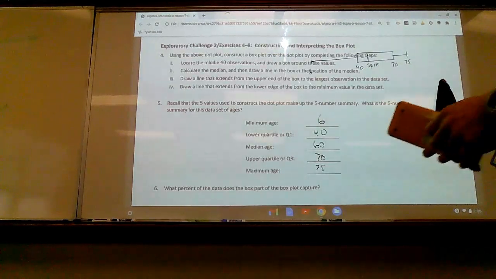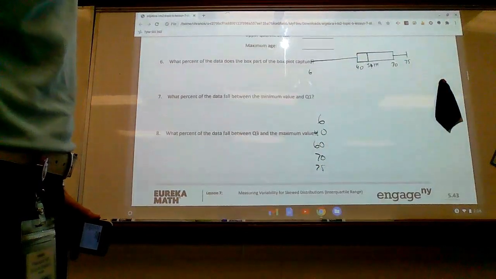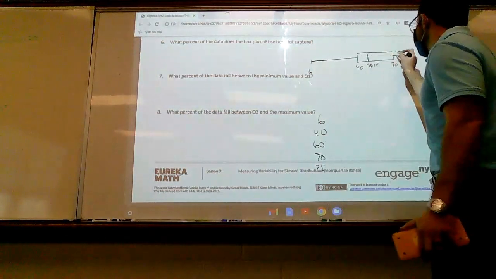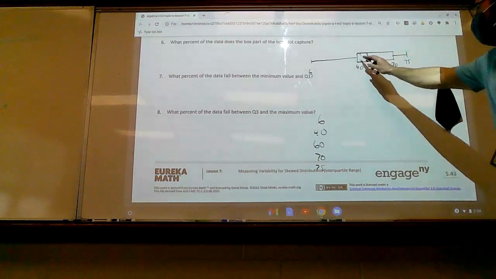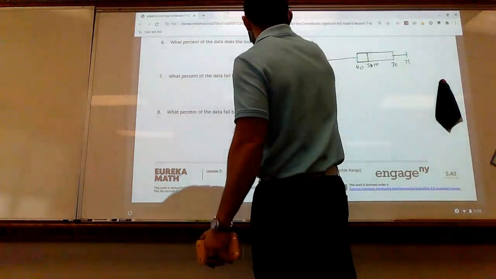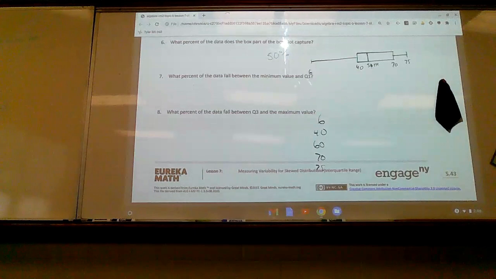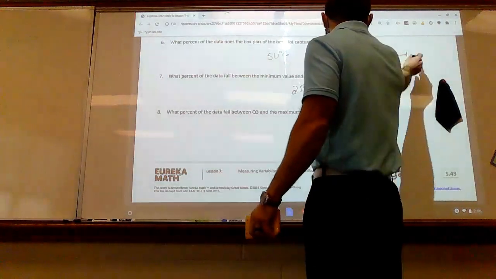Okay. So then it goes to these next questions that say, what percent of the data does the box part capture? Well, remember, from this edge to this edge was 40. So how much is in there? 50% of our data is in there. That is extremely, extremely important. What percent of the data fell between the minimum and Q1? Well, 25%. What about between Q3 and the max?